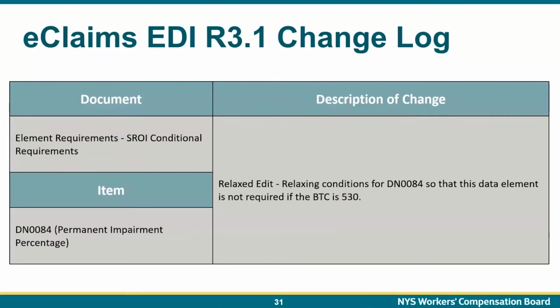For eClaims change log number 47, the SROI conditional requirements were updated on the element requirement table for DN 84 for permanent impairment percentage. This is a relaxed edit. We actually relaxed the condition for DN 84, so this data element is not required if the BTC is 530, which is the lump sum permanent partial.